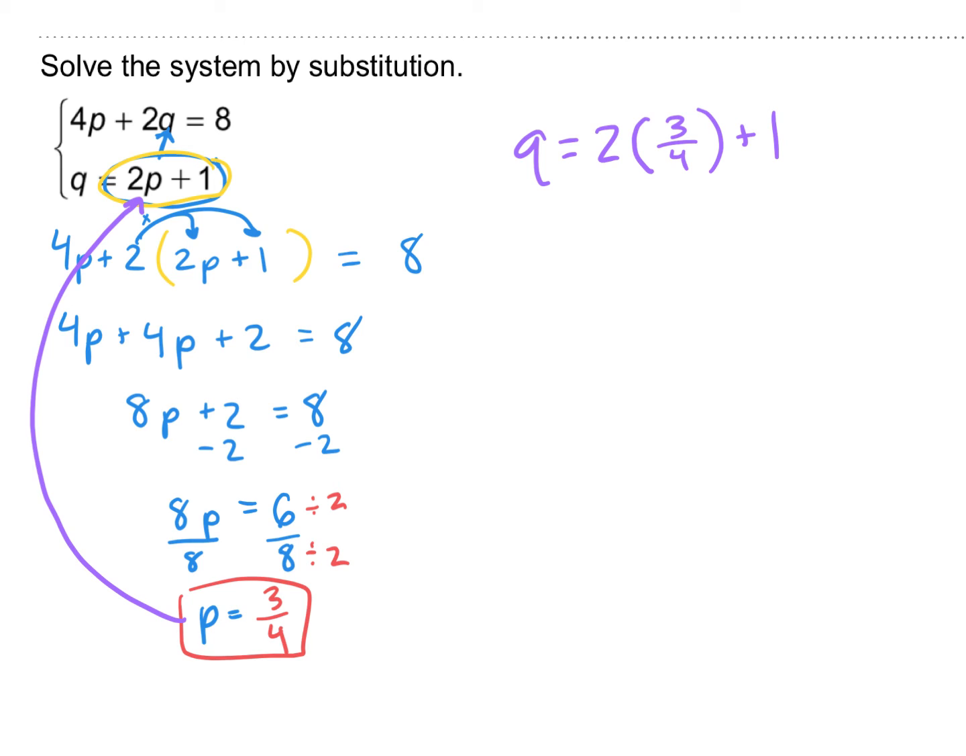How do I multiply a whole number times a fraction? So it's technically 2 over 1, so I just multiply the tops together and multiply the bottoms together. So Q is equal to, what's 2 times 3? 6 over 4 plus 1. So I'm only multiplying 2 times the 3, because technically it's 1 on the bottom of that, so it's just 1 times 4. So 6 over 4 plus 1.